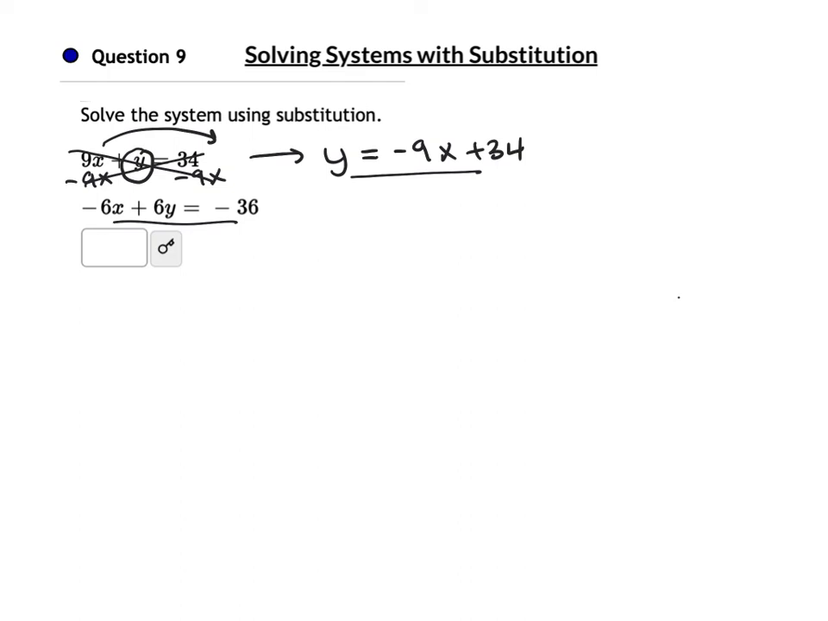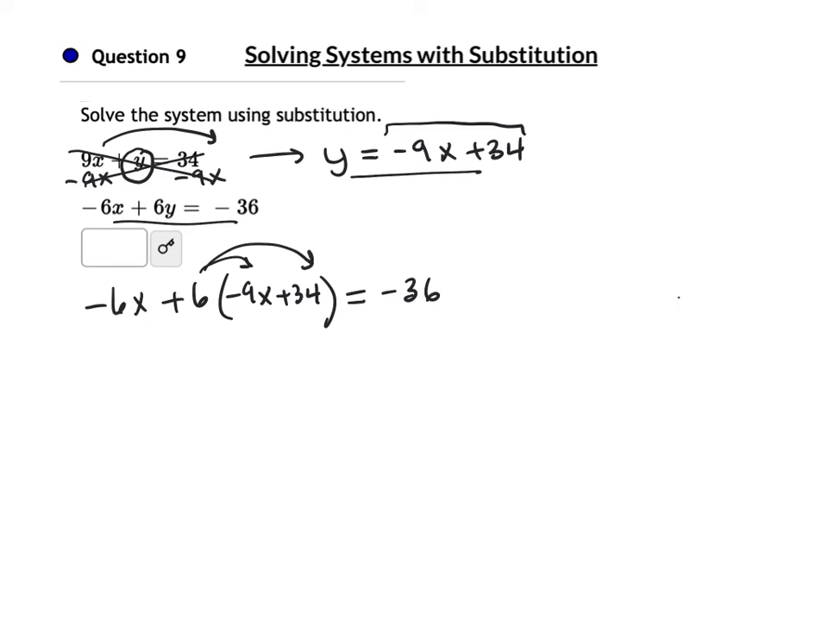I've got a variable by itself. I'm going to go in my second equation, -6x plus 6 times y. Here's my y, -9x plus 34 equals -36. We'll distribute. Take the 6 to both, -6x plus -54x plus 6 times 34 is 6 times 30, 180, plus 6 times 4 is 24, that's 204, equals -36.